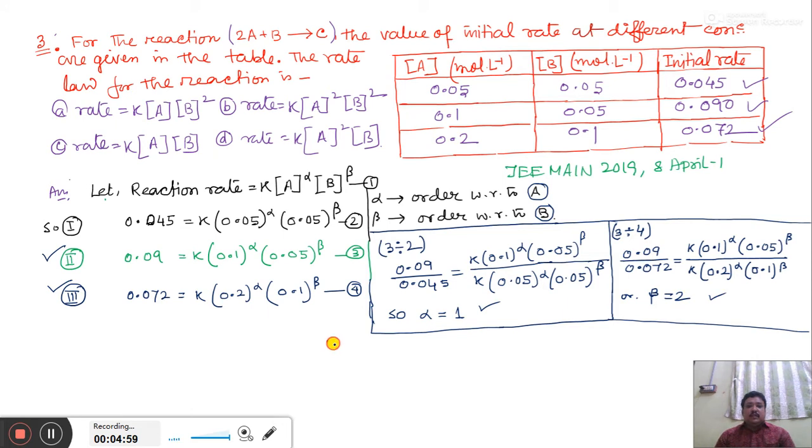So the reaction rate becomes rate equal to K into molar concentration of A to the power 1 into molar concentration of B to the power 2. So probably option A is the right one.